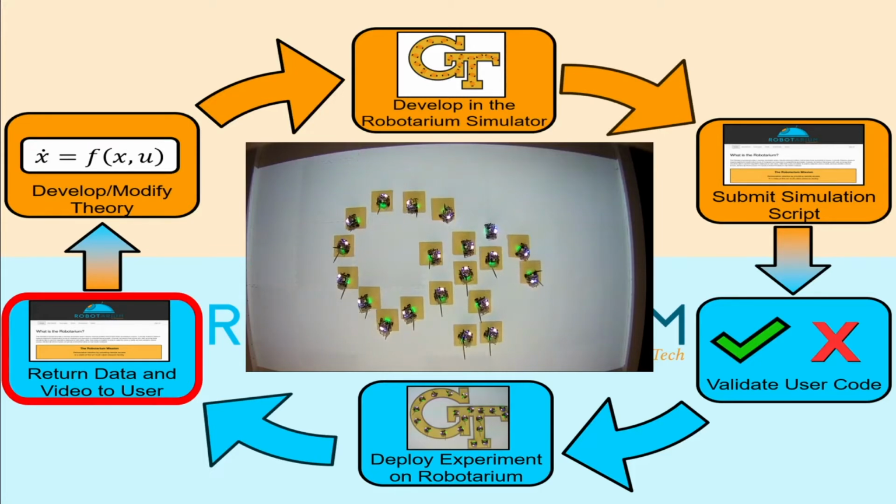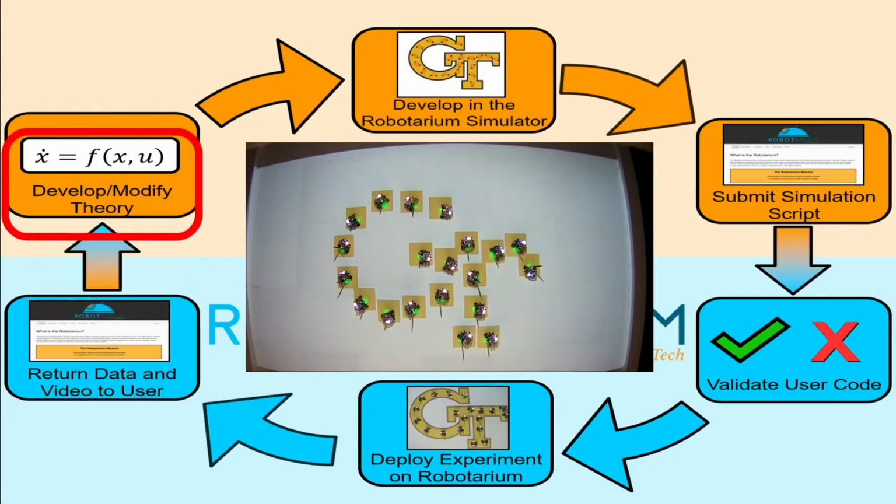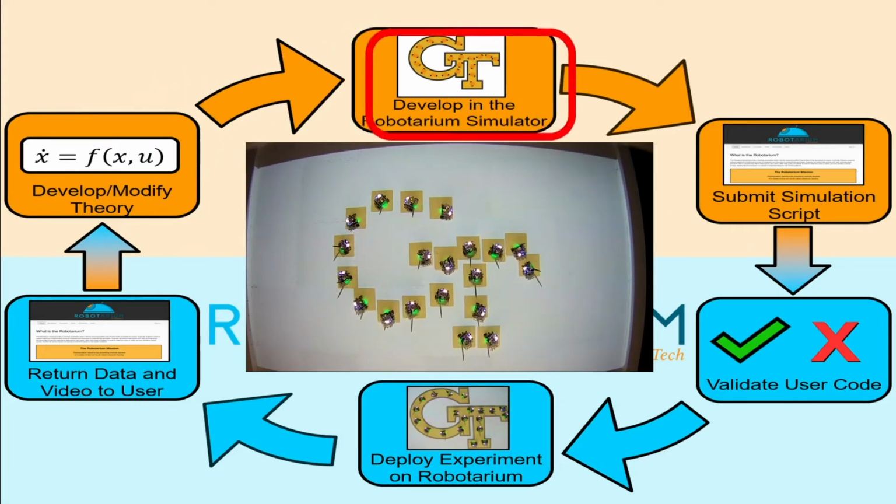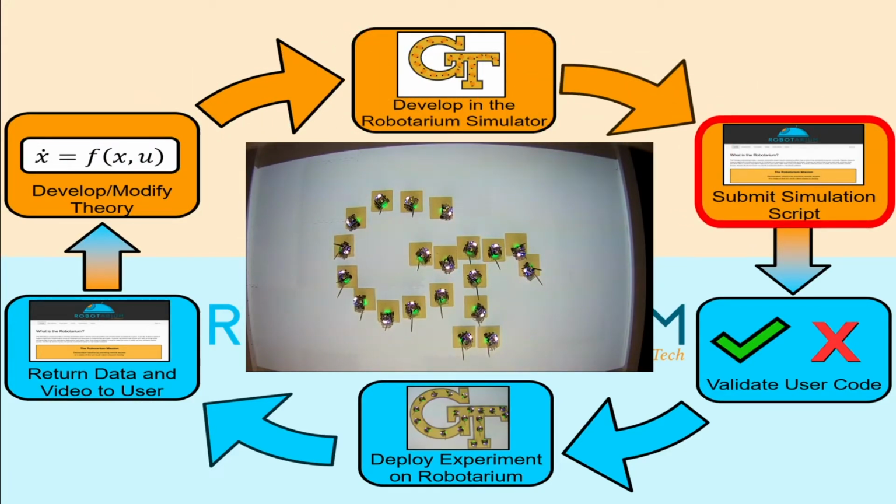Any data you save from your experiment is uploaded to your user account along with an overhead video of the experiment, like the one you see here. You can watch the video, analyze your data, and if you're happy, you're done. If there are improvements you would like to make, you can continue with the development cycle, modify your idea, make changes to your submitted script, and keep submitting until you get the performance you desire.